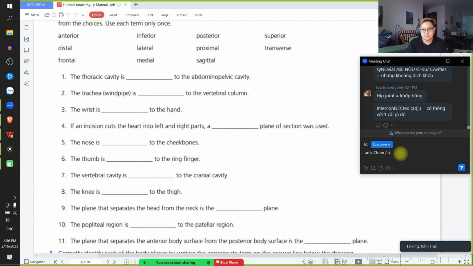Number 4. If an incision, which is a cut, cuts the heart into left and right parts, a something plane of section was used. Which plane of section was used?